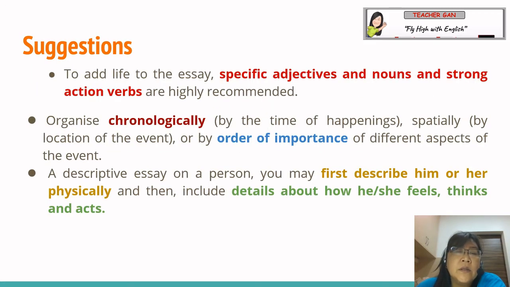More suggestions. To add life to the essay, specific adjectives and nouns and strong action verbs are highly recommended. Then you have to organize chronologically by the time of happening, spatially by location of the event, and by order of importance of different aspects of the events in the essay. For a descriptive essay on a person, you may first describe him or her physically, and then you can include details about how he or she feels, thinks, and acts, and other information.